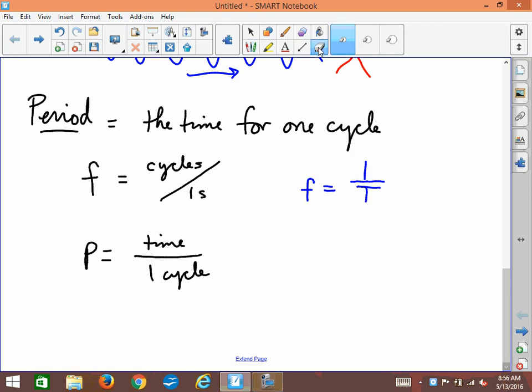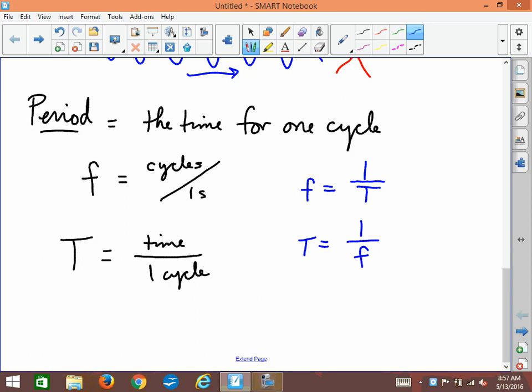Okay? And I guess I led you astray with this P here. We were just kind of writing stuff down. The actual symbol for period is a capital T, so we should fix that, capital T. All right? And then if the frequency is 1 over the period, the period is also 1 over the frequency. So if you know one, you automatically know the other.